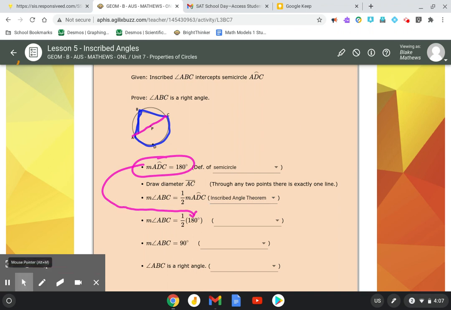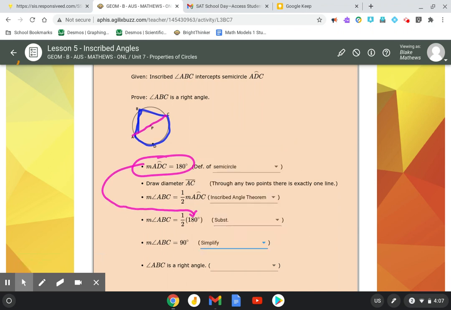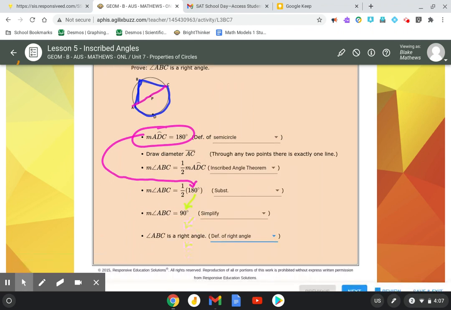So that's what we call substitution. The measure of ABC is equal to 90. That's just called arithmetic or simplify. We've simplified 1/2 times 180 to make 90. That's just simple working it out. And the definition of that is that it is a right angle. So it's the definition of a right angle.